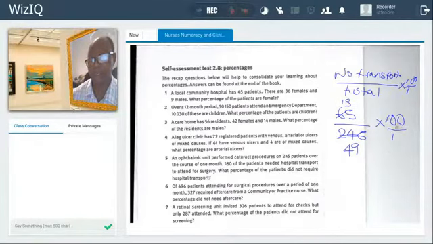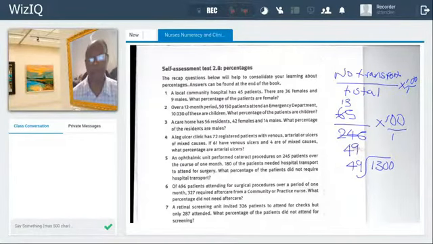So 13 times 100 is going to be 1300, and you're dividing by 49. Okay, so let's see what we get. 49 into 13, no, it doesn't go in there. And then we need to look at the 130. Okay, so let's see.